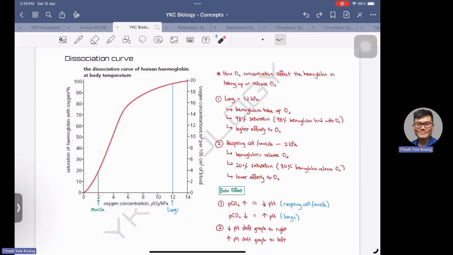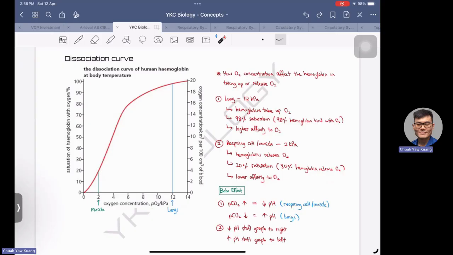So why did this happen? This is because at the low partial pressure of oxygen, the hemoglobin has lower affinity to the oxygen gas. And this lower affinity will cause most of the oxyhemoglobin to dissociate. So once the oxyhemoglobin dissociates, it will release the oxygen and thus cause the saturation to be low.